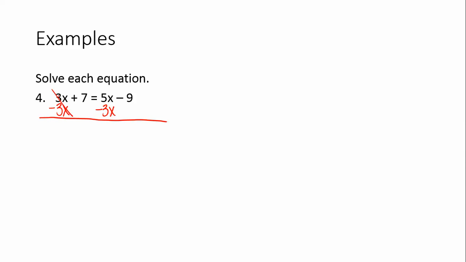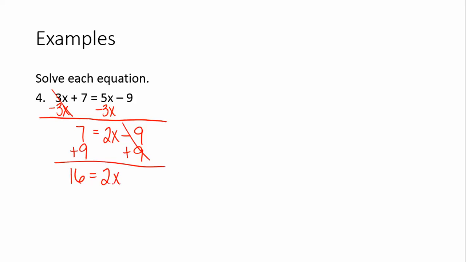So on the left-hand side, those x's cancel out and I bring down the 7. Over on the right, though, I have 5x minus 3x. So that's 2x, and I bring down the -9. Now again, we're back to a two-step equation, so we're adding 9 to both sides first. We're undoing the subtraction by adding. 16 equals 2x. Divide both sides by 2, and we get x equals 8.